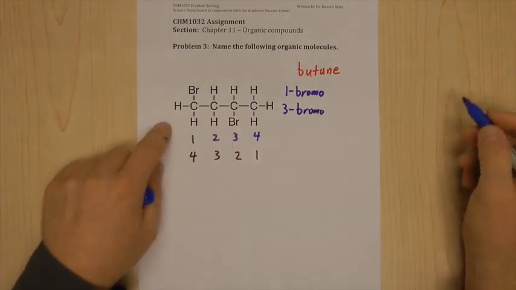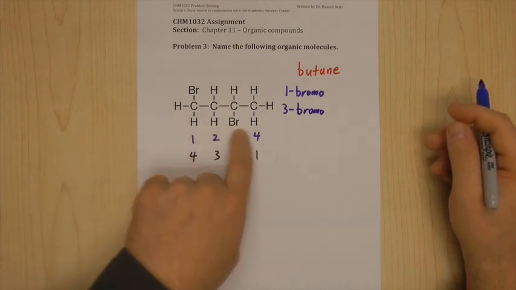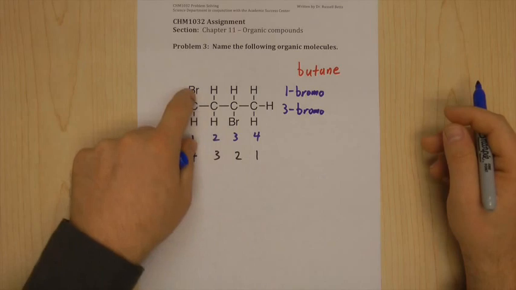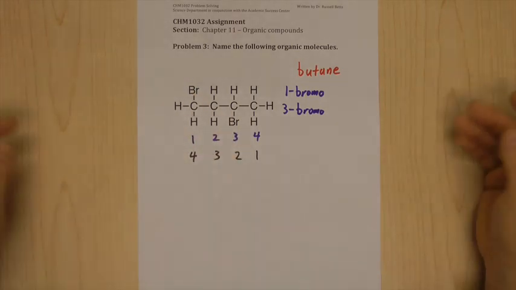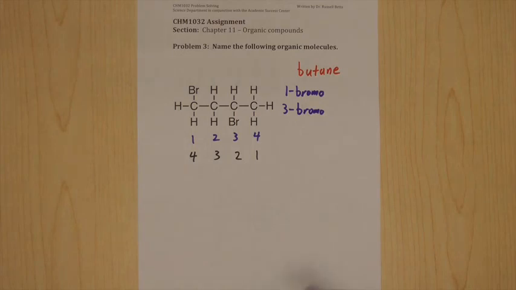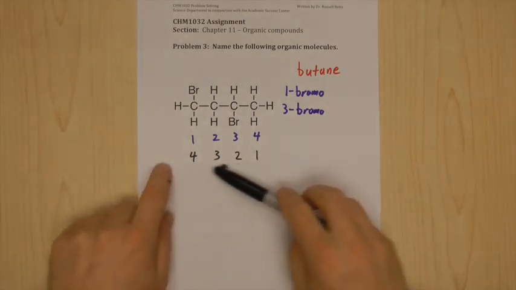Okay? So carbon 1 had a bromine, carbon 3 had a bromine. IUPAC says we call the bromine bromo when it's a substituent. If it had been chlorine, it would have been chloro. And carbon 4, there's nothing interesting, just hydrogens on carbon 4. Grab the black marker. We're going to look at the black numbering system now.